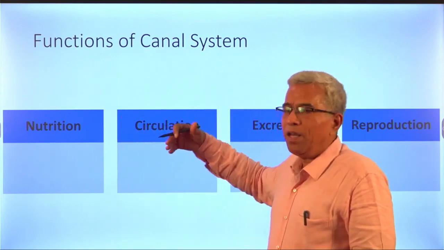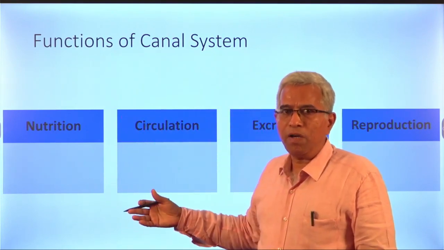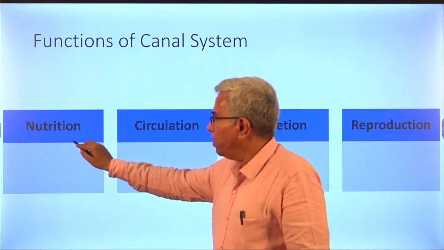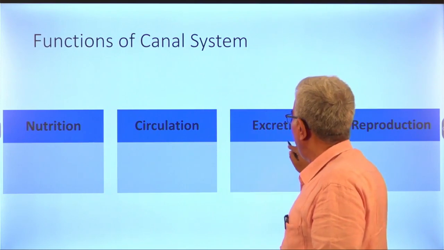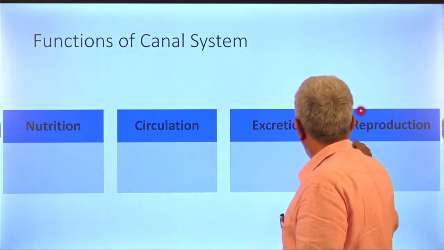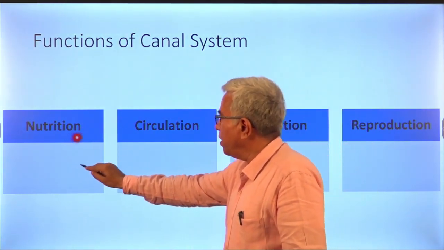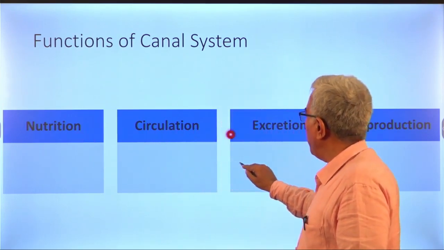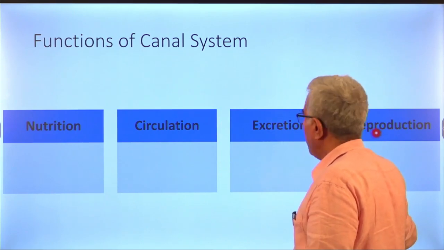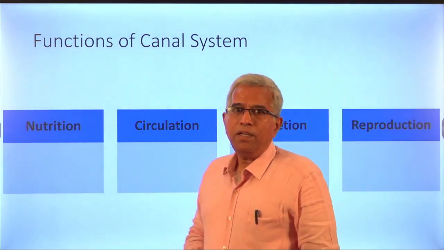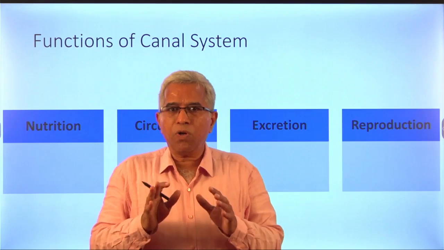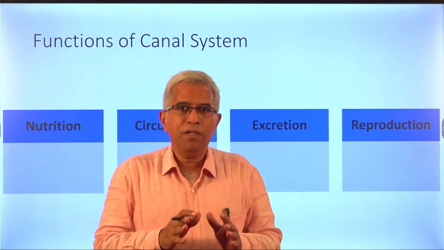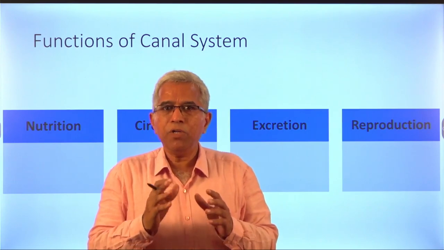And whatever may be the model of canal system, whatever may be the type of canal system, the functions are nutrition, circulation, excretion, and reproduction. So nutrition is accomplished by canal system, followed by circulation, excretion, and reproduction. So my dear student, it is a stock question for many examinations in the zoology stream. Try to learn it meticulously.